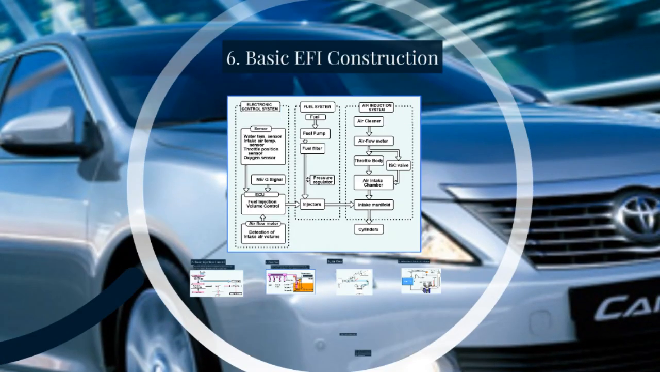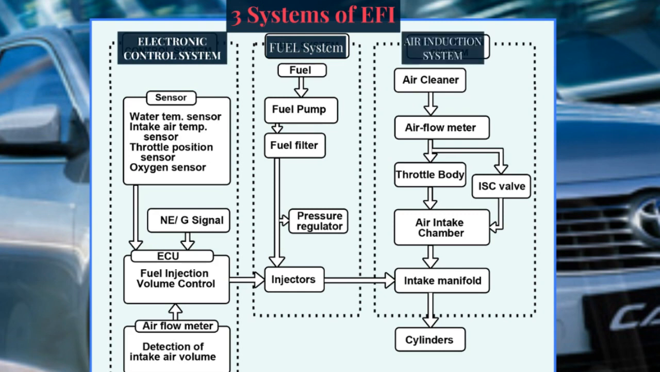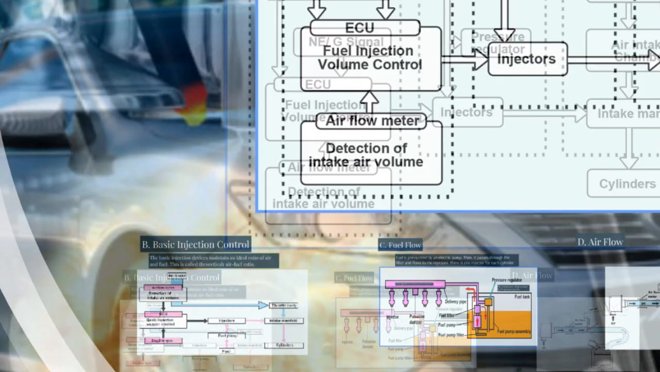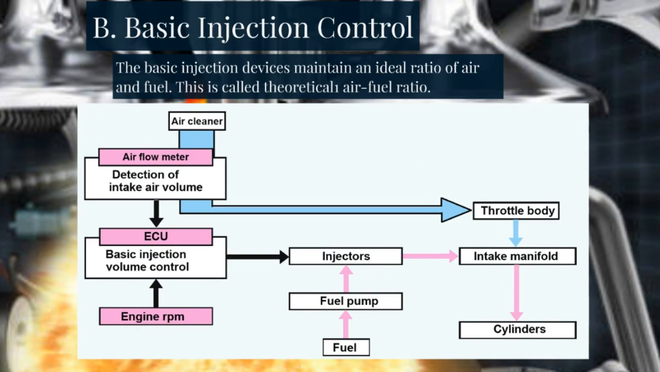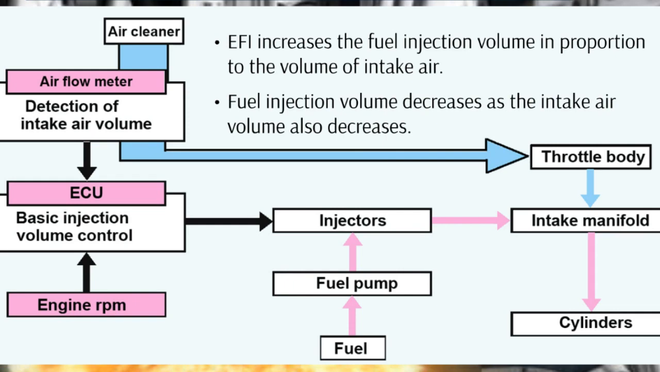Basic EFI construction. 3 systems of EFI. 1. Electronic control system. 2. Fuel system. 3. Air induction system. Basic injection control. The basic injection devices maintain an ideal ratio of air and fuel. This is called theoretical air-fuel ratio. EFI increases the fuel injection volume in proportion to the volume of intake air. Fuel injection volume decreases as the intake air volume also decreases.